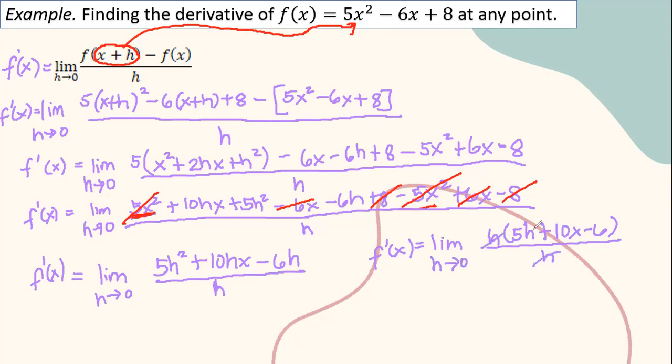So, cancel out na si h, nawala na si h sa denominator. So, f prime of x is equal to the limit of, natira na lang is 5h plus 10x minus 6 as h approaches 0. Okay? I'm sorry, I forgot. Wala na palang h sa denominator. Okay? So, evaluate na natin yung limit for this expression.